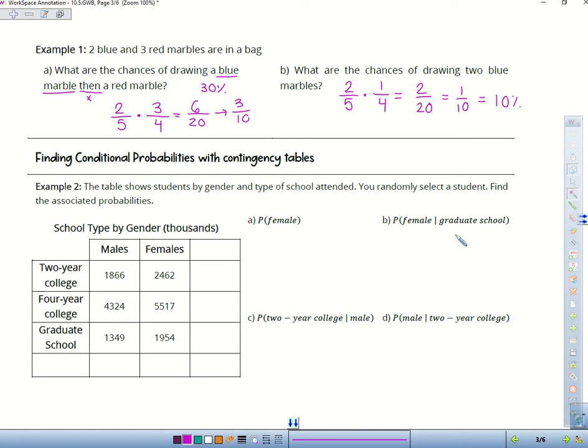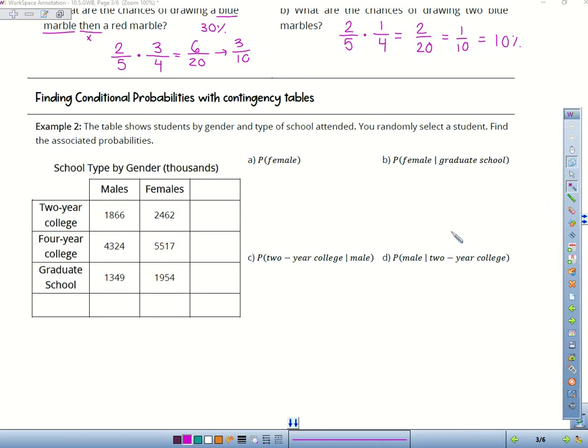Okay. So next, we're going to talk about conditional probabilities with contingency tables. When you have a contingency or a two-way frequency table, these words will be used interchangeably. You always want to find the totals. These are what the marginal frequencies are going to look like. They're always going to be totals. So in that box, you're going to fill in the word total.